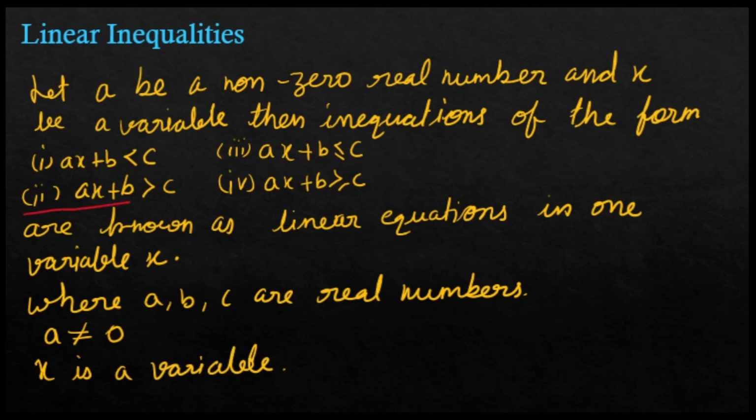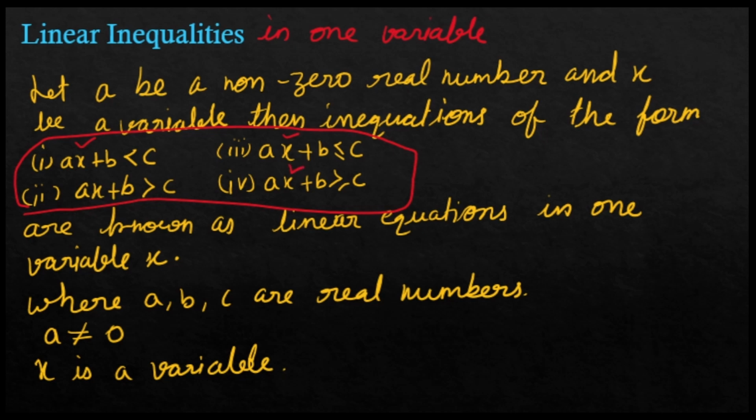These linear inequations are in one variable. You can clearly see in all these expressions that only the variable x is present in all the algebraic expressions. You can't see any other variable in any of these linear inequalities.